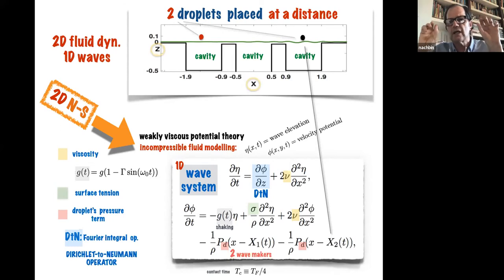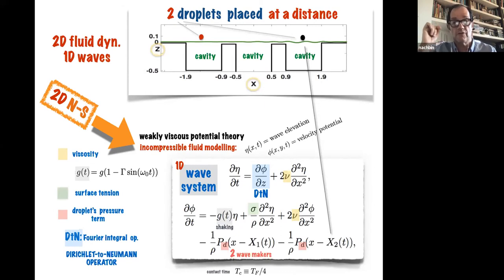Basically, the dynamics of the droplets is the position where they are and the pressure they're exerting on the free surface to generate waves. Well, the weakly viscous potential theory is basically this system of equations that comes from potential theory.